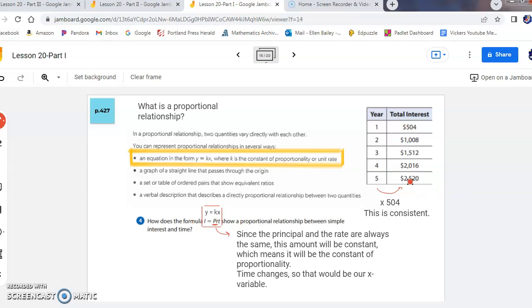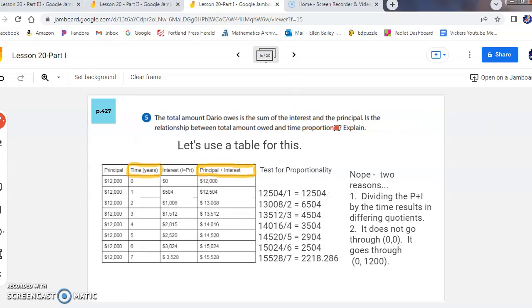This you don't have to write, but I just also want to say that for each of these, you multiply each of these by 504. That actually also makes it proportional. If you're always multiplying by the same number to get from one to the other, or dividing by the same number, that's also proportional. Okay, that was a bit much, but good to review proportional relationships.